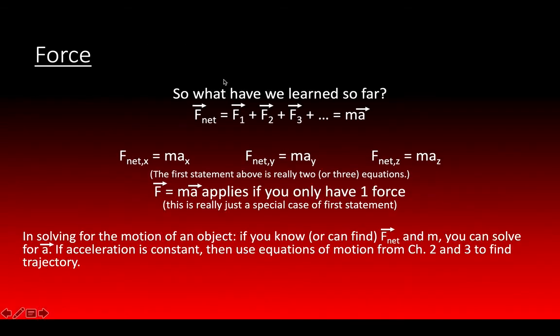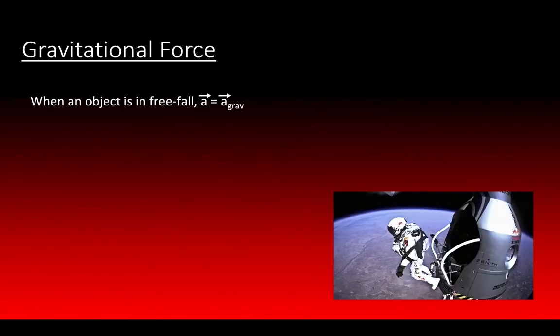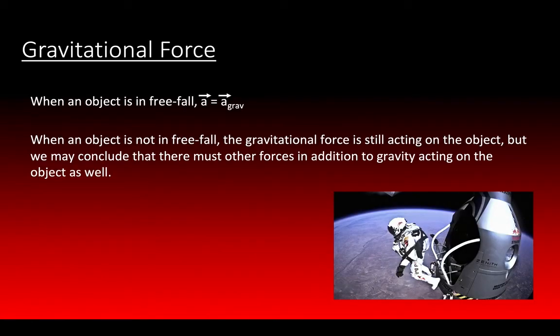But if I look at F net equals ma, I still will have the force of gravity, but since the acceleration is not the acceleration due to Earth's gravity, there must be at least one or possibly more forces affecting the motion of that object. So when an object is not in free fall, gravity hasn't gone anywhere. Gravity is still going to be around, but you could conclude that there must be other forces in addition to gravity acting on that object. So I'm going to write the force of gravity as the mass of that object times the acceleration due to gravity.